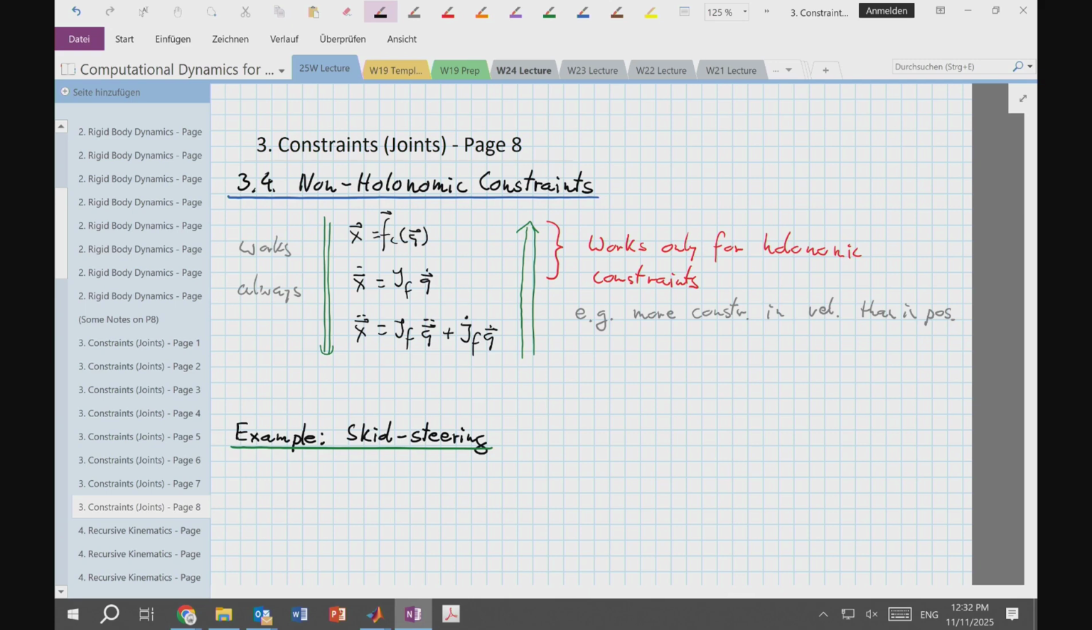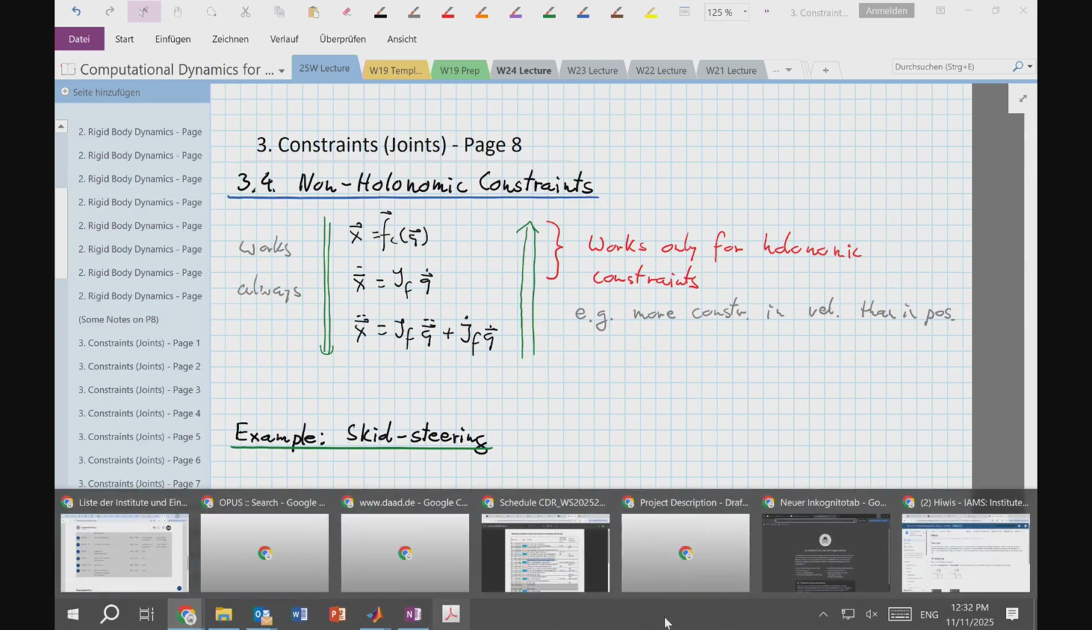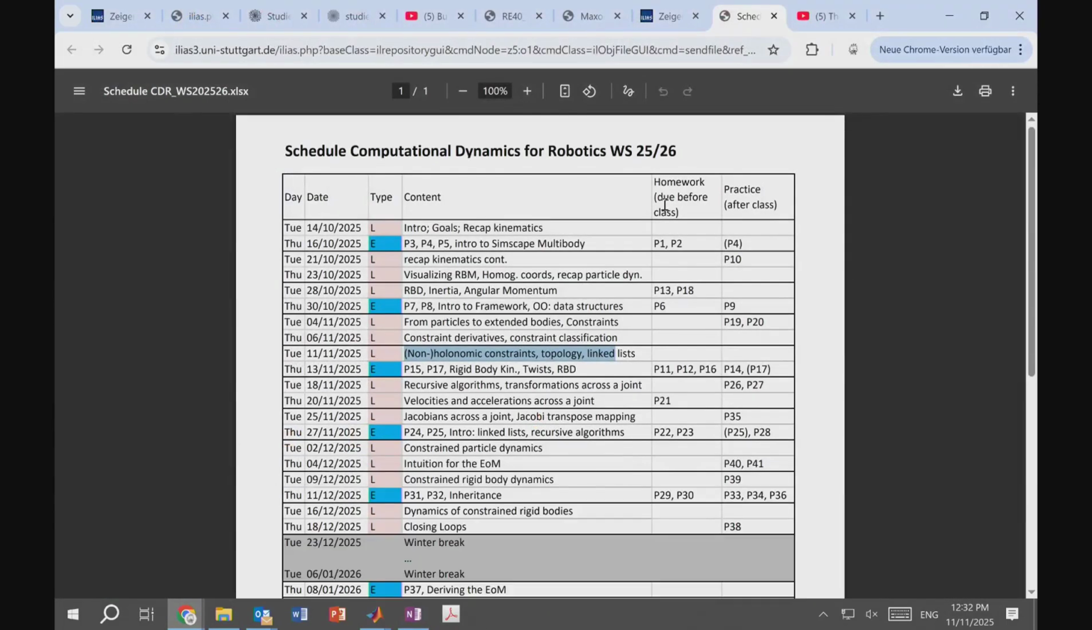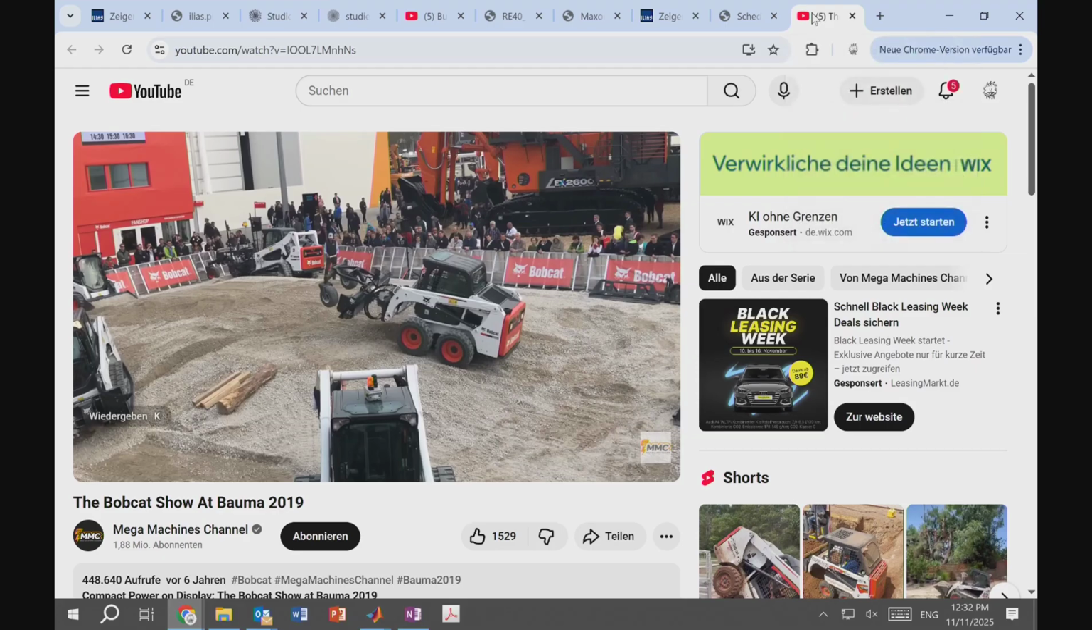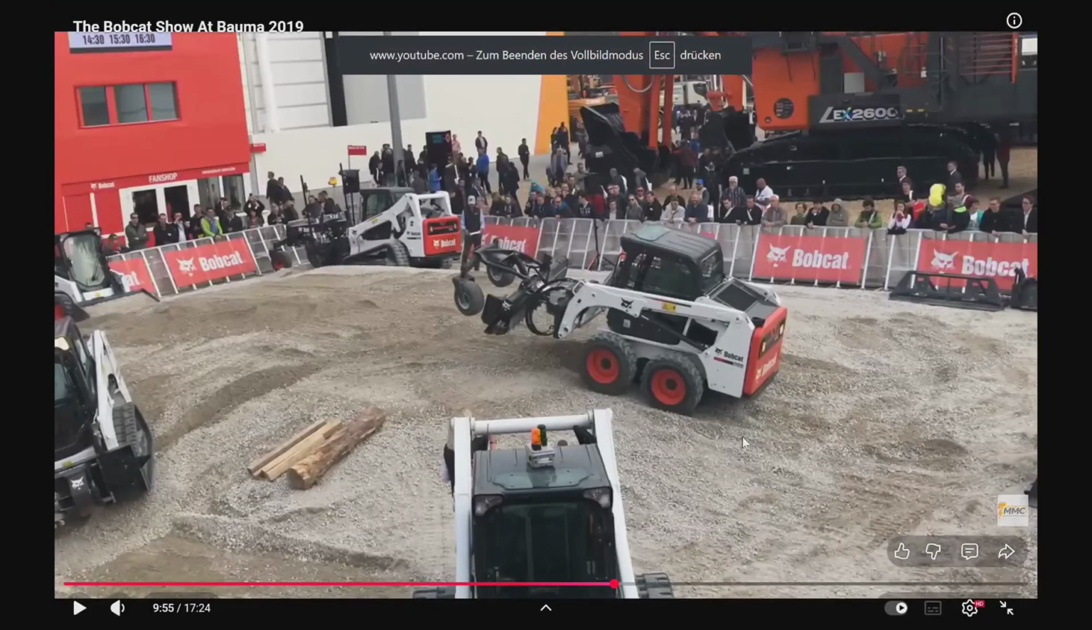So I said there's only one example, has different names. Some call it ice skating, some call it the rolling coin. I'll call it skid steering. Question, what is skid steering? And this is video time. What you see here is called a bobcat. I think that's the brand name. The logo here actually says bobcat.